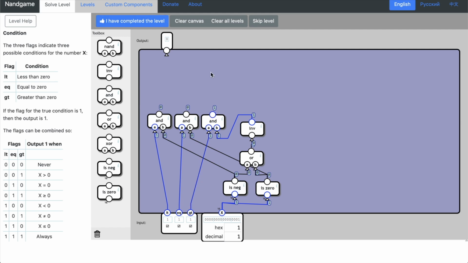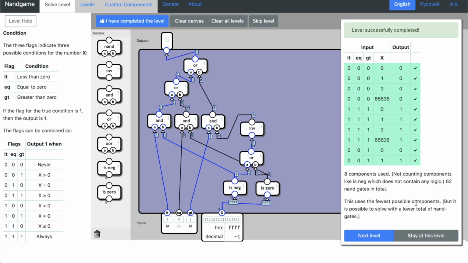Okay. So now we want to be able to combine these, and I believe a three-way OR would do it. We don't actually have a three-way OR, but I think we can fake it by just doing this. I believe this will work. Let's set all three of those. There should be no number I can put in here that will make that top OR gate equal to zero. I think that's right. Let's give it a go. Yes! 8 components used, and according to the game, this is the fewest possible components. I like it when a plan comes together.